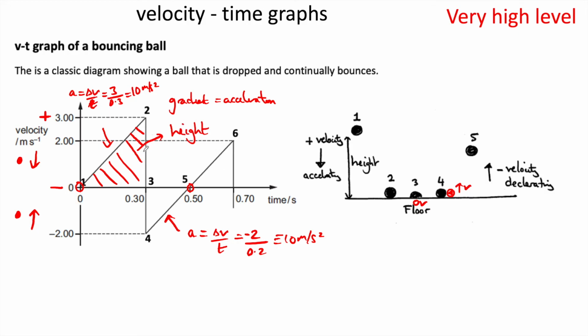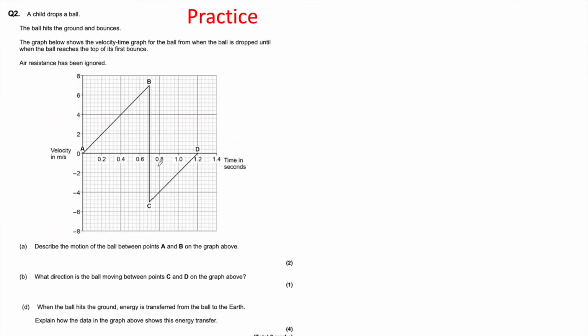Now, they would never expect you to work all of that yourself. It would have to be a scaffolded question. But let me give you an example of one that they've done before. Now, of course, had you never been told this or shown this, this might take you by surprise. But it says a child drops a ball. The ball hits the ground and bounces. The graph below shows the velocity time graph for the ball from when the ball is dropped until the ball reaches the top of its first bounce.